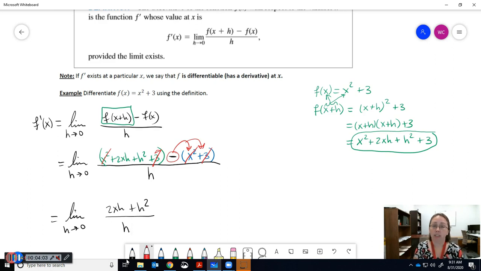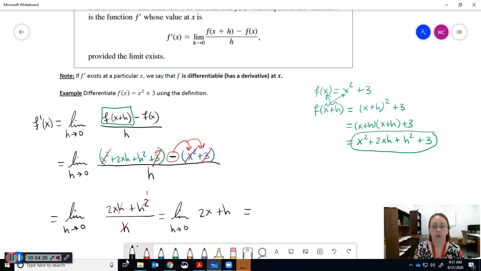Okay, you could try and plug in 0, but you're going to get 0 over 0. So you got to continue doing the algebra simplifying. So every single term has an h. You can factor the h out of the top or just reduce every single term by an h. So we have here the limit as h goes to 0 of 2x plus h.